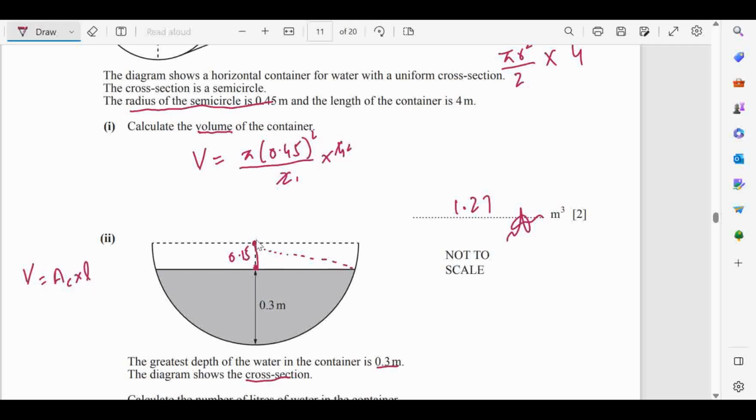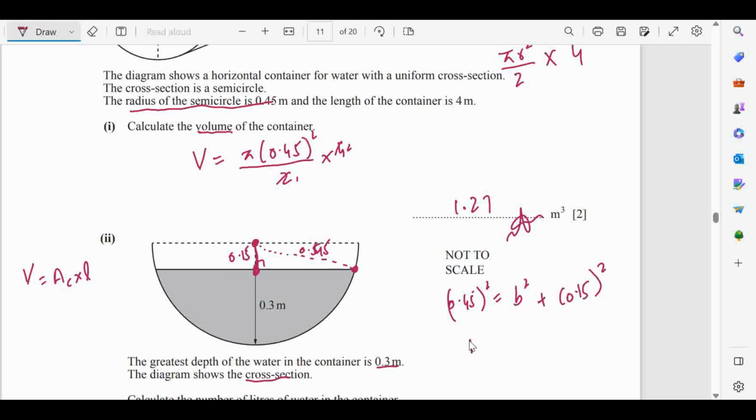Now as we can see that this is a circle and the whole radius is 0.45, which means that this length will also be 0.45. Now it is a right angle triangle, and for the area we need to find out the base. So for the base what we can do is hypotenuse square is equal to base square plus perpendicular square.